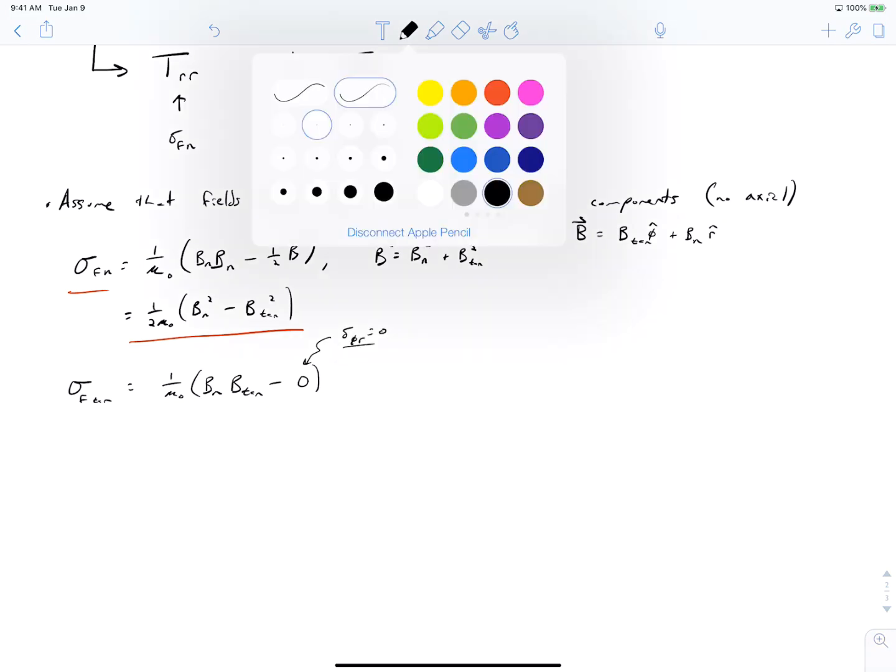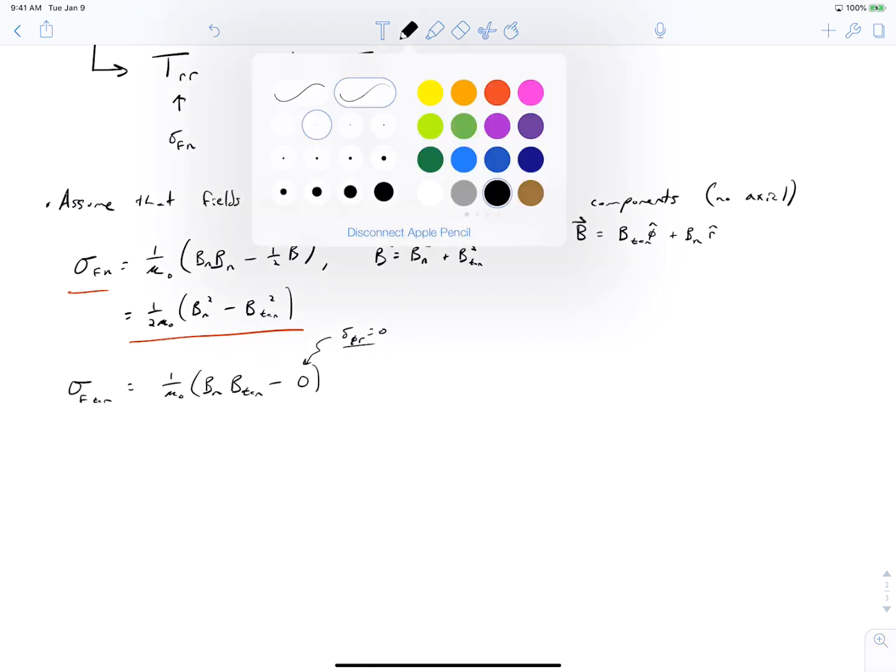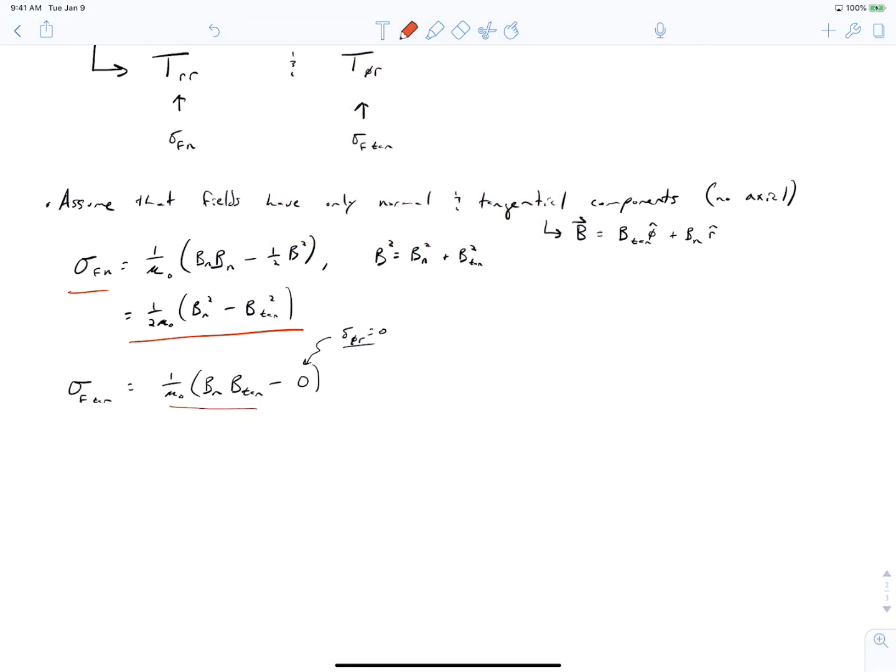And we get this expression, where we note that our Kronecker delta is 0, so we only have the first term in this case for our magnetic fields. So we can summarize this in a vector form.